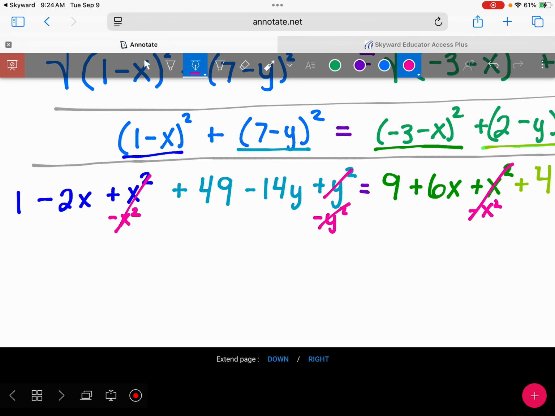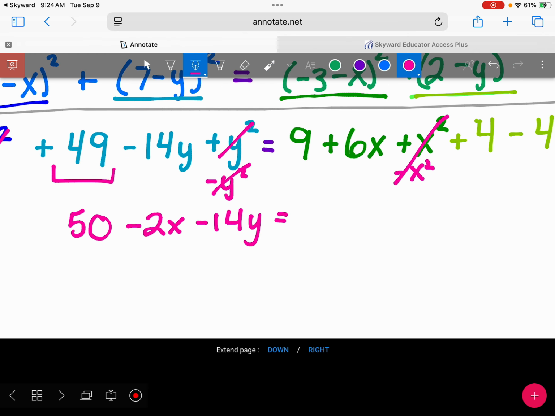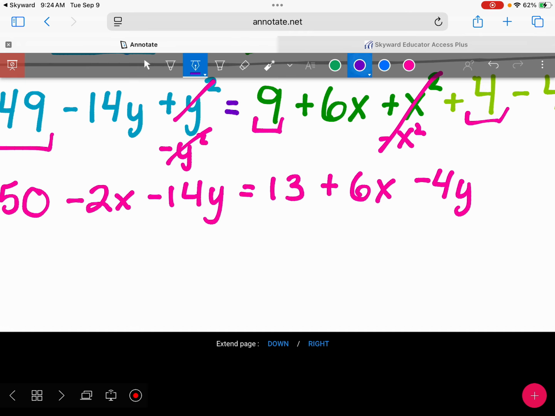So then when we do a little bit of combining like terms, I'm going to combine my whole numbers together here just so we can see. We've got 50 minus 2x minus 14y equals our 9 and our 4. We've got 13 plus 6x minus 4y. And it is still unpleasant and ugly, but it's not squared anywhere. It's a linear equation, so let's make this look like a linear equation.